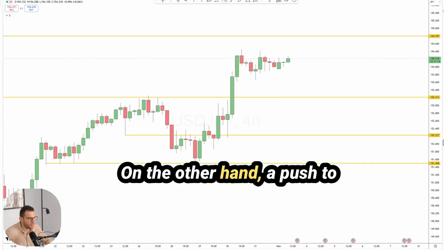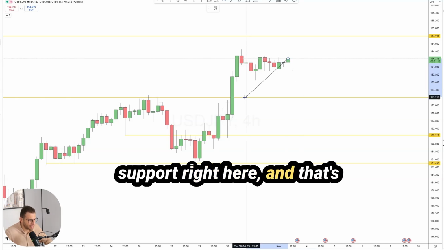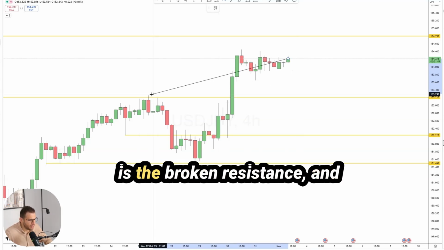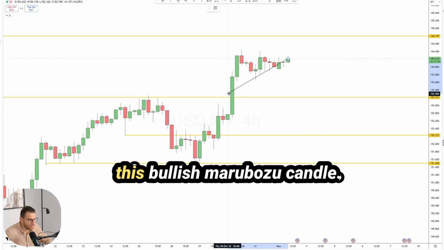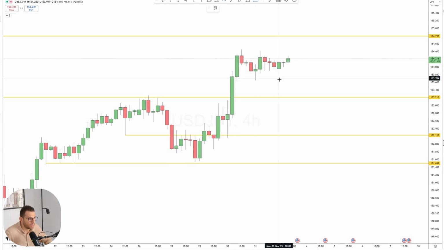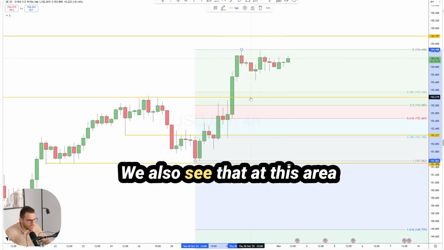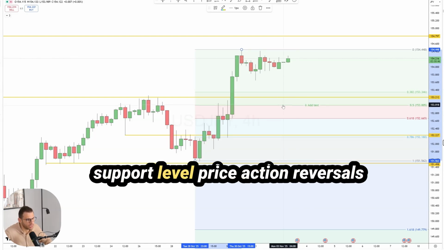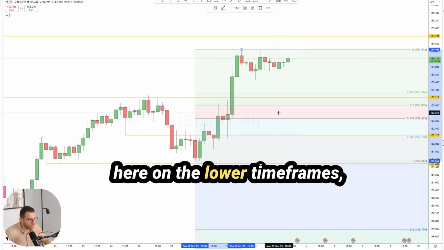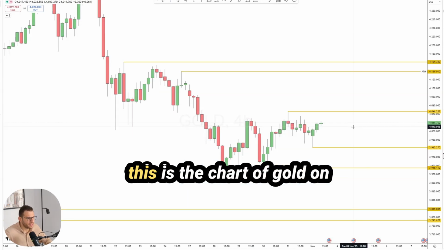which is 155.87. On the other hand, a push to the downside finds the first support right here, and that's a key level of support because it's the broken resistance, and now it turned into support, and also it's the middle of this bullish Marubozu candle. If we draw Fibonacci from this swing low to that swing high, we also see that at this area there is the 50% Fibonacci retracement, which can act as an additional support level. Price action reversals here on the lower time frames like the 1-hour and 15-minute chart, we can use them to go long.